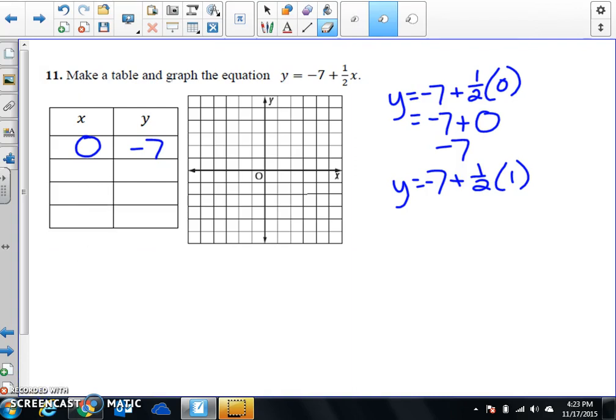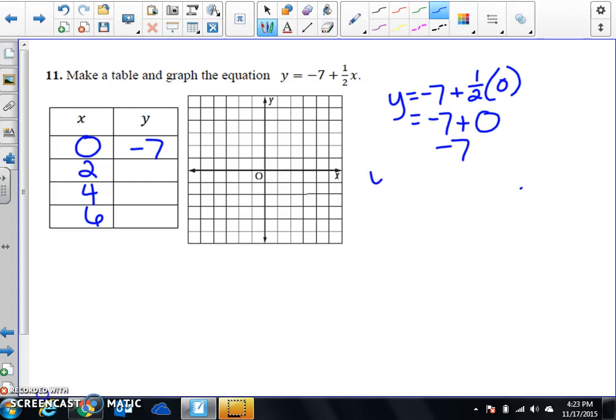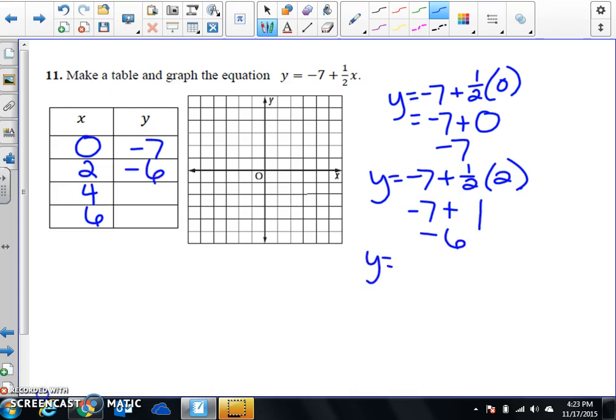So what I would do if I were you, since I'm taking a half, the easiest numbers to come up with are 2, 4, 6, even numbers. Now, once again, you could also use negatives. You could have used -2. So let's do 2. y equals -7 plus 1/2 times 2. Half of 2 is 1. -7 plus 1 is -6. y equals -7 plus half of 4. Half of 4 is 2. -7 plus 2 is -5. And honestly, at this point, you can see a pattern. -7, so this one should be -4.